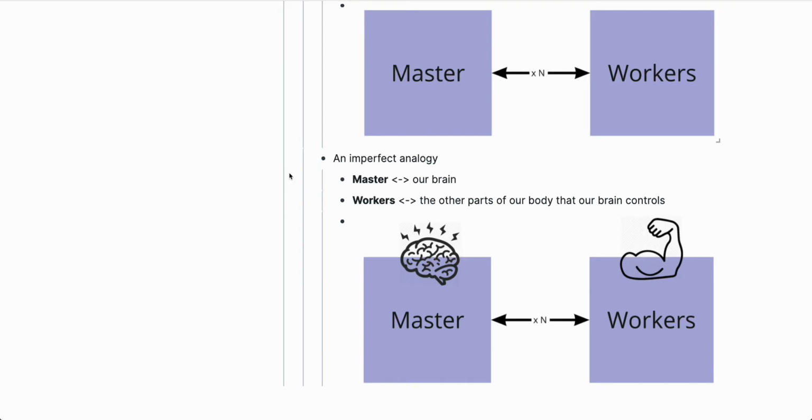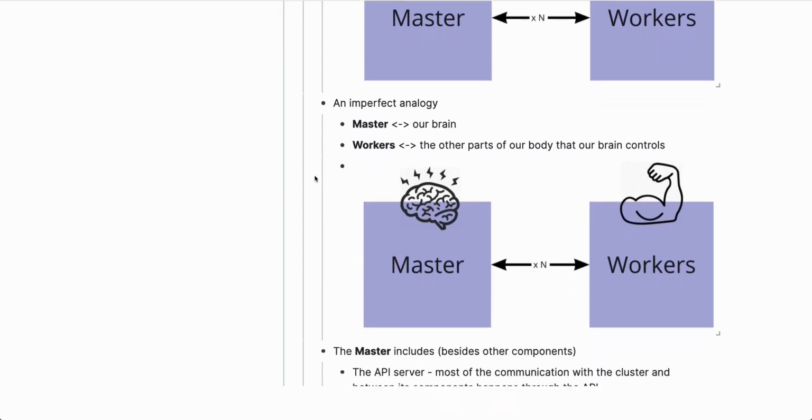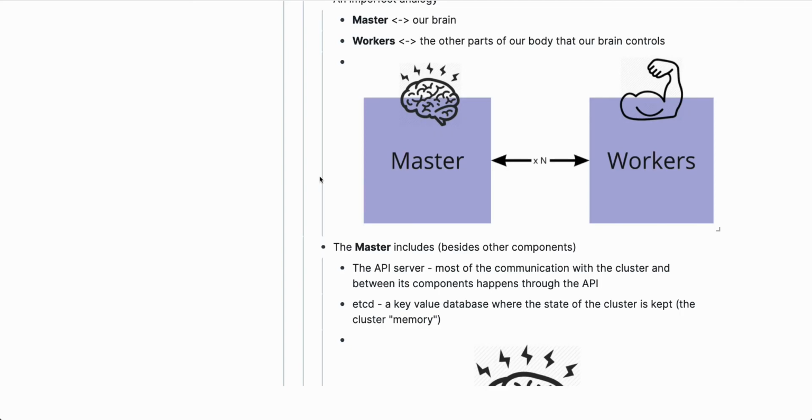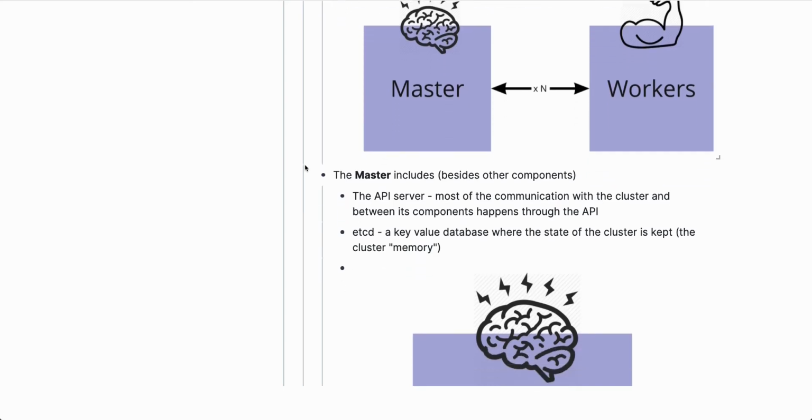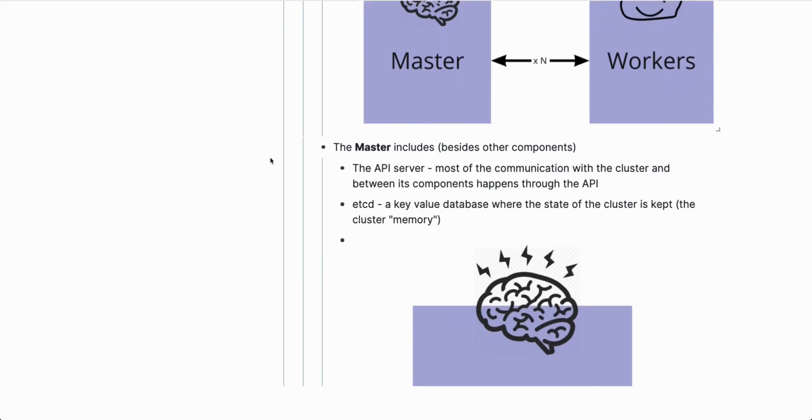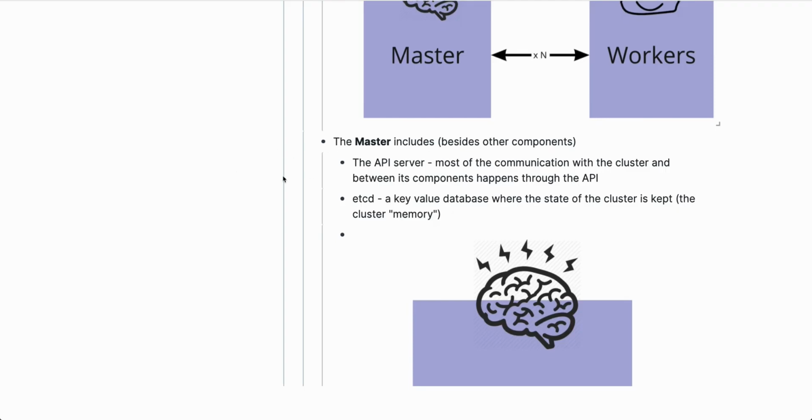There could be several workers connected to the master. And if we look at the master itself, it includes, besides other components, the API server, which is basically the way the cluster communicates to the exterior, but also how communication happens between its components inside of the cluster. The second component that I'd like to mention is etcd, which is a key value database where the state of the cluster is kept. So the master basically handles all the interaction with the cluster and also manages everything that happens inside it and stores the state. So this is the way the cluster knows where everything is being deployed and with what parameters and so on.